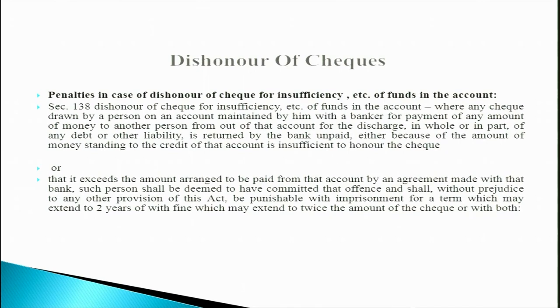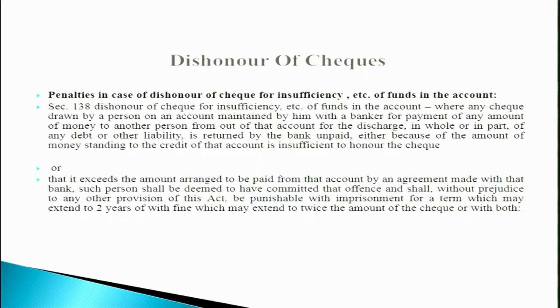Suppose you made an agreement with your bank that no check of more than 1 lakh rupees can be honored by the bank, just to avoid any fraud or any other issues. So, if you issue a check for more than 1 lakh, you are attracting liability under Section 138. Such person shall be deemed to have committed that offence and shall, without prejudice to any other provision of this Act, be punishable with imprisonment for a term which may extend to 2 years, or with a fine which may extend to twice the amount of the check, or with both.